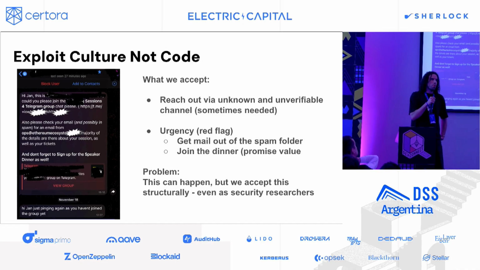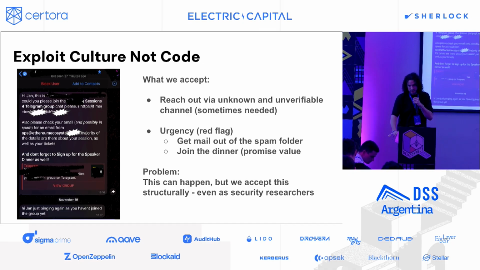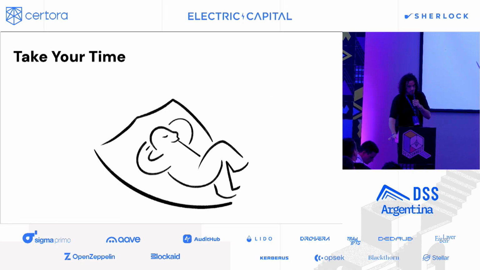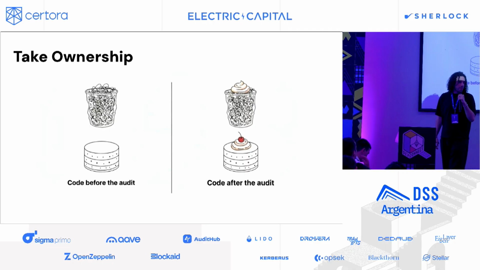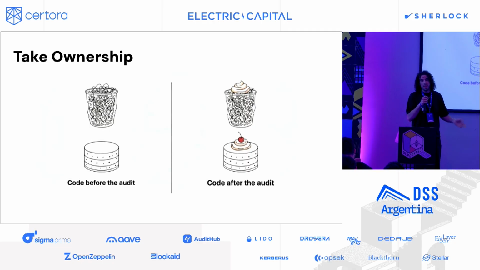We have to move slower, and we as security researchers have to lead by good example, and use maybe safer messengers, but also don't accept these structural problems that we have. So what to do? First of all, I think we just need to take our time. Second, we need to take ownership, and we need to empower our clients to take ownership. Because the code quality before the audit matters so much more than the audit itself.